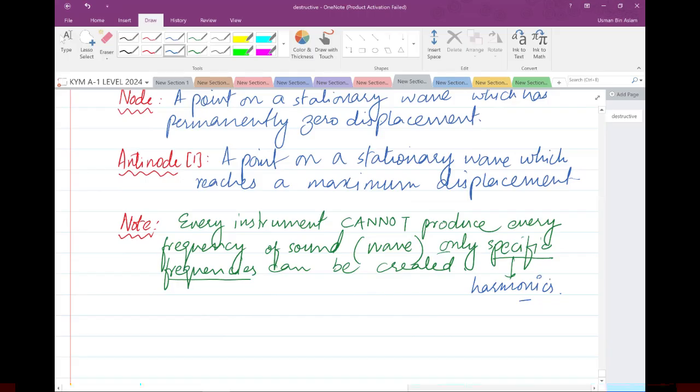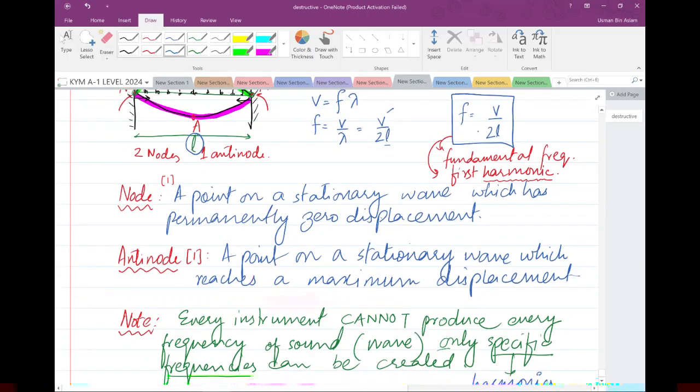Okay. So the formula that I showed you here is that of a fundamental frequency, or the first harmonic. That means the smallest frequency that this instrument will be able to create is calculated by this formula. Let's say the fundamental frequency is 100 hertz. This instrument cannot create a frequency less than 100 or more than 100. It can only create the fundamental frequency equal to 100 hertz.